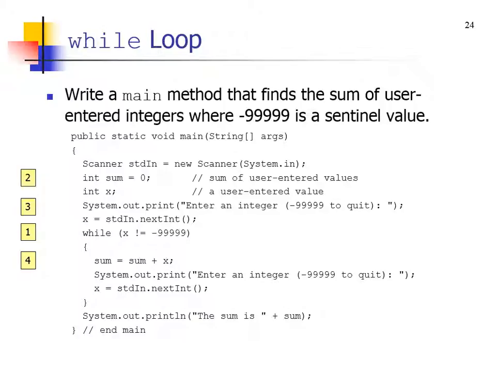Public static void main String[] args, right? We're going to write a main method that finds the sum of user integers where negative 99,999 is a sentinel value. What is the sentinel value? Negative 99999 is what's going to allow you to escape. Okay, sequential means it goes to the next step. So you either type Q, or you have to type negative 99,999 in order to exit.